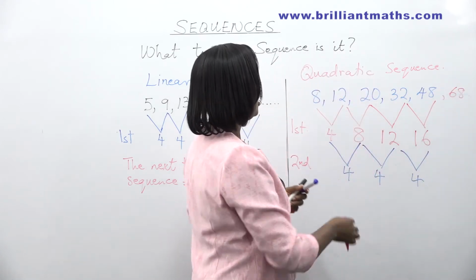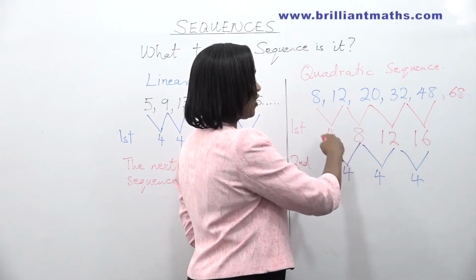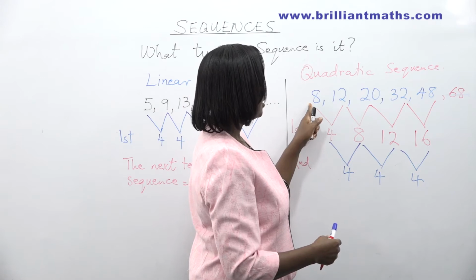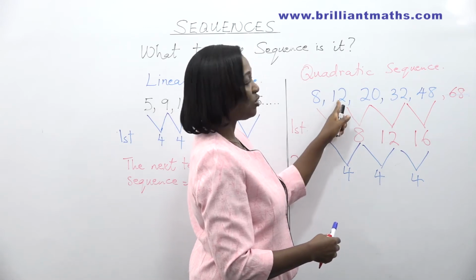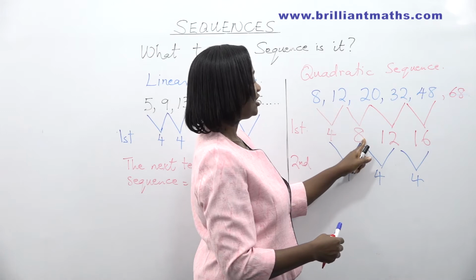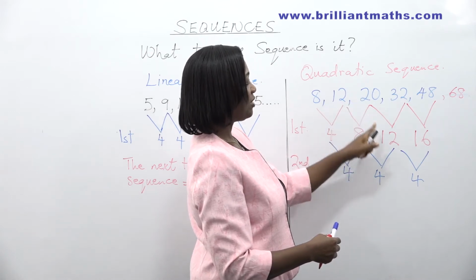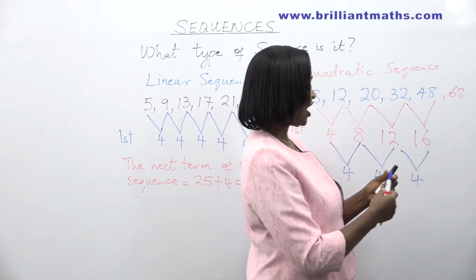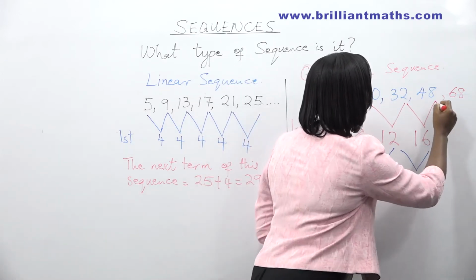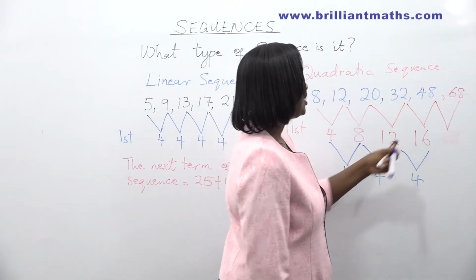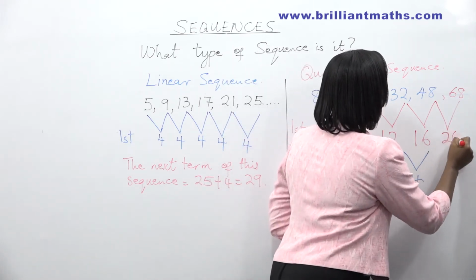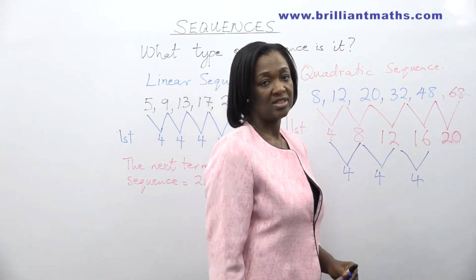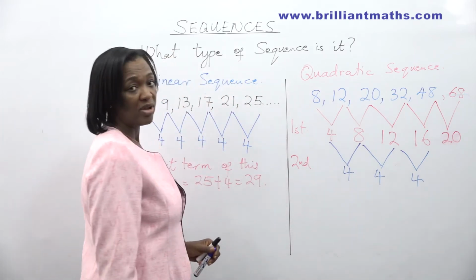How did we get that? Remember that the first differences are increasing by 4. So 8 plus 4 would give you 12. 12 plus 8 will give you 20. 20 plus 12 will give you 32. 32 plus 16 will give you 48. So to get the next one, we're adding 20 to 48. So 20 plus 48 will give us 68. This is a quadratic sequence.